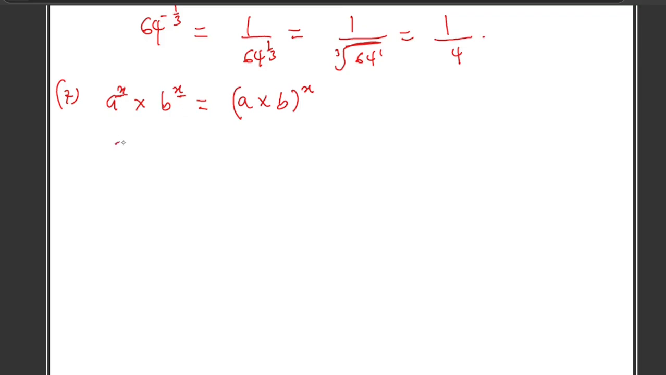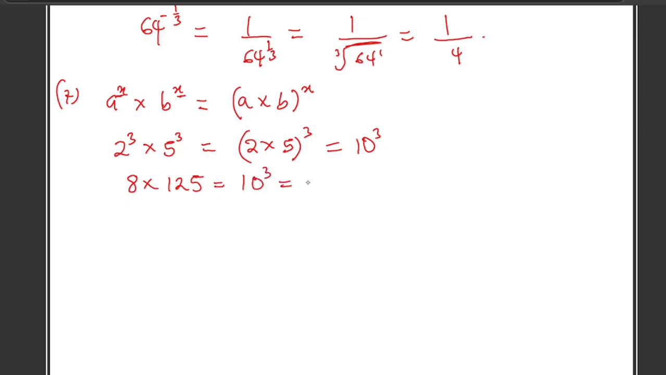An example is 2 to the power 3 times 5 to the power 3. It's simply 2 times 5 to the power 3, and that's 10 to the power 3. Let's try confirming if it's correct. 2 to the power 3 is 8. 5 to the power 3 is 125. So is it really equal to 10 to the power 3? 10 to the power 3 is 10 times 10 times 10, that's 1000. Let's confirm if 8 times 125 equals 1000. So 8 times 125, as you can see, is 1000.